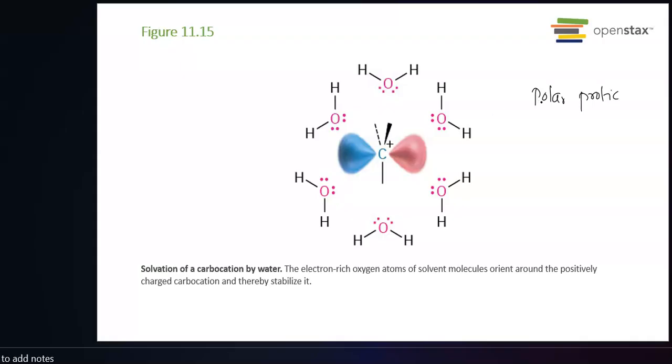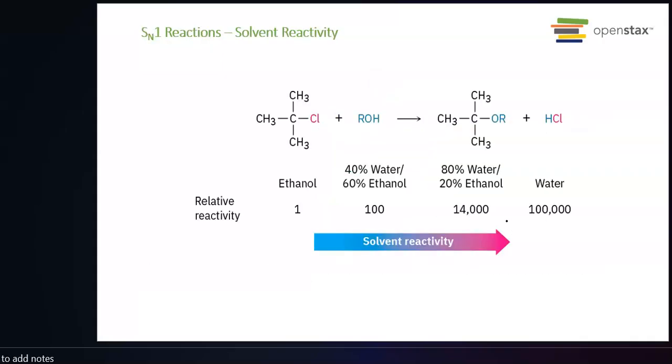Okay, so if you have polar protic solvents like water or methanol, they can orient around the positively charged carbocation, and then they can stabilize it. So we prefer polar protic solvents. Okay. So that's different from SN2 reactions. So here we can see that the reaction with alcohol for a tertiary alkyl halide, if you use ethanol, the reactivity is the least, and as the polar protic solvent part increases, then you can see the reactivity goes on increasing. So as you add water, which is polar protic, you can see the reactivity goes on increasing.